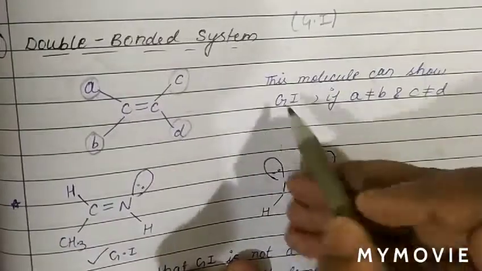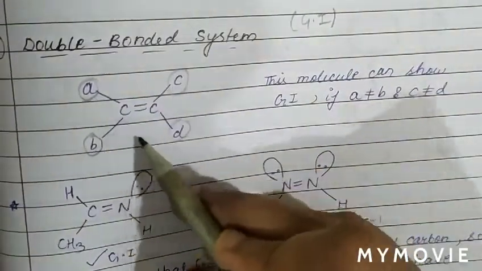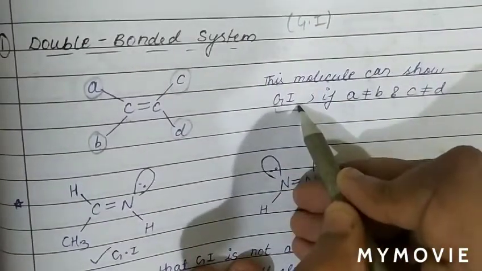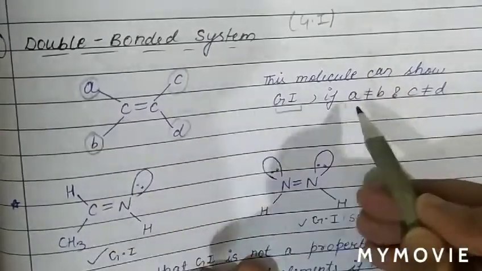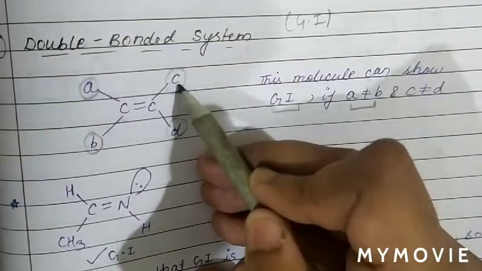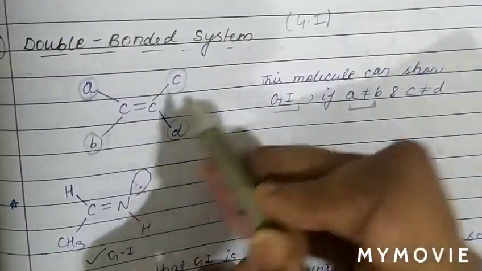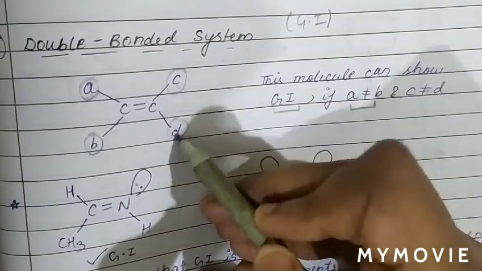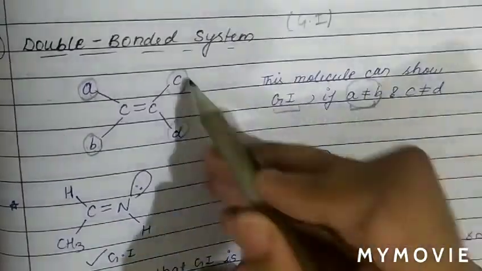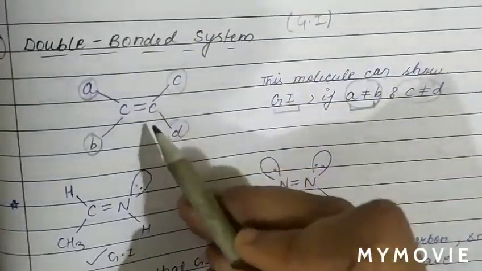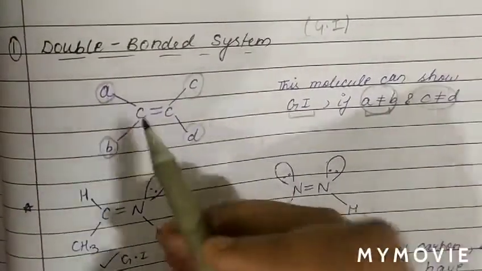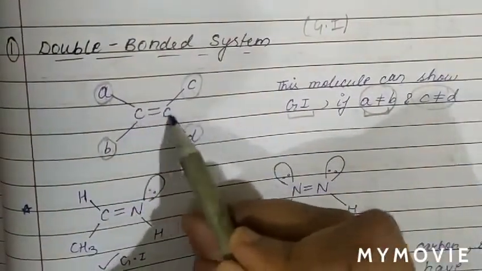See the condition for GI. How can this molecule show geometrical isomerism? The condition is that A and B should not be the same, and also C and D should not be the same. So when A is not equal to B and C is not equal to D, then we can say this molecule can show geometrical isomerism. This is one type of geometrical isomerism, shown by the carbon-carbon double bond.